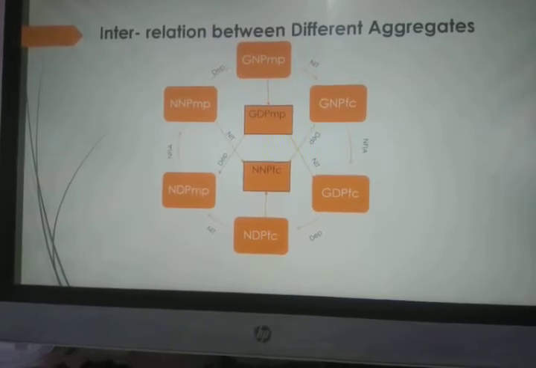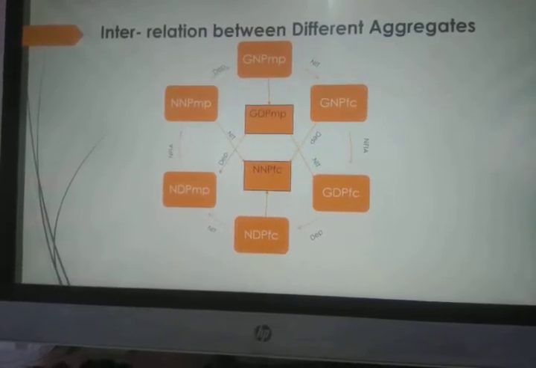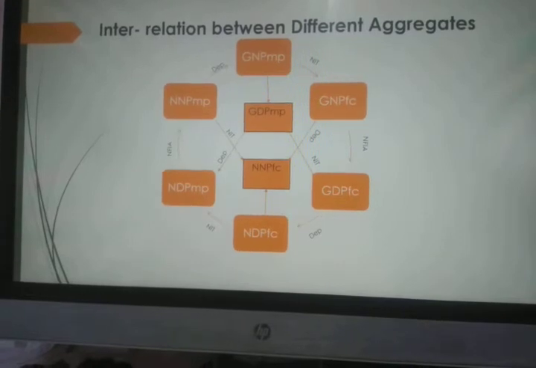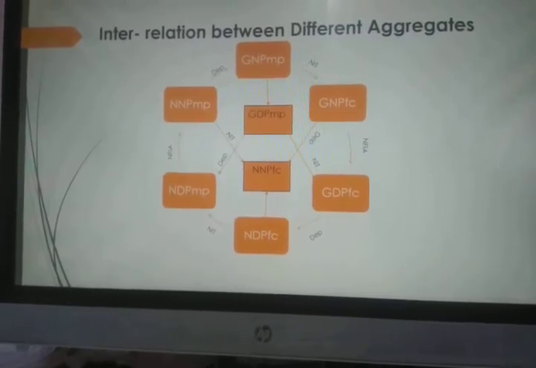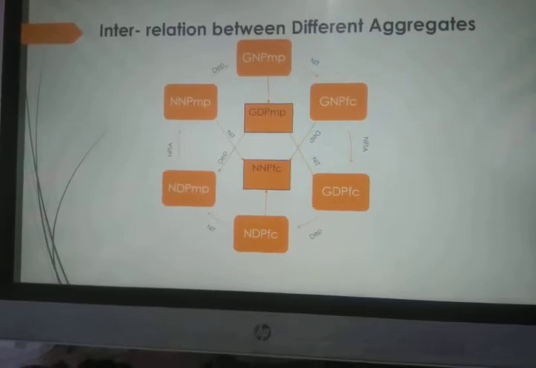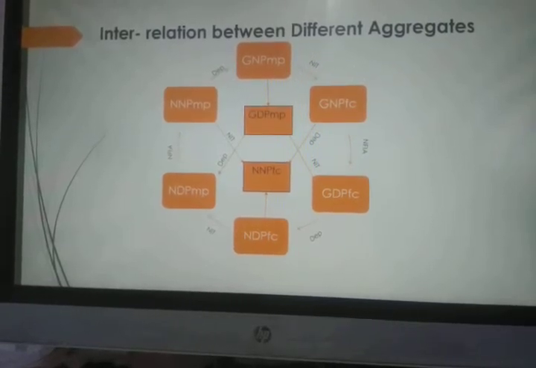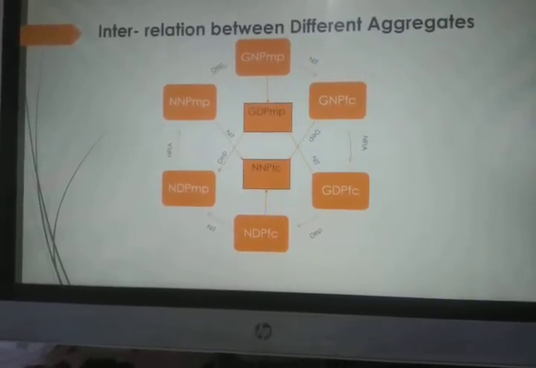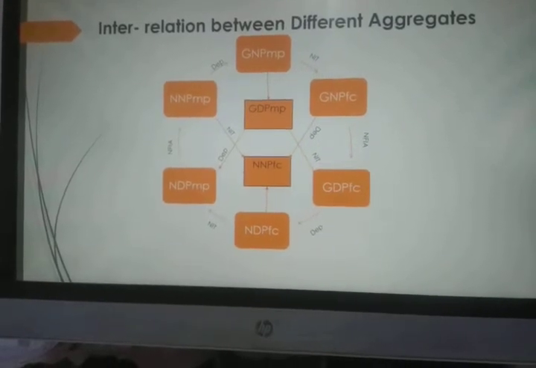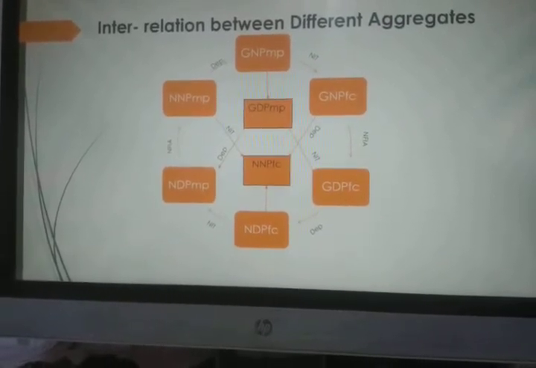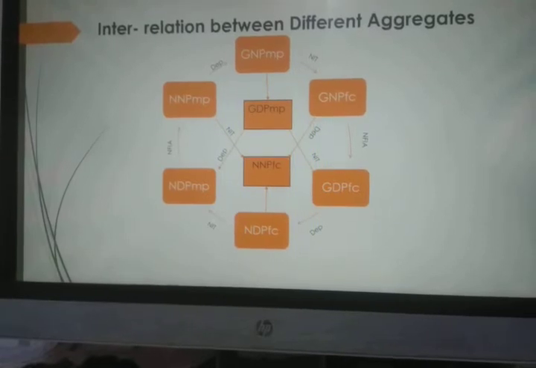And from NNP MP, we want to go to GNP MP. So what we have to do? Everything is correct, only it is a matter of G and N. So we have to add depreciation. So this is how the various flows need to be understood by you.